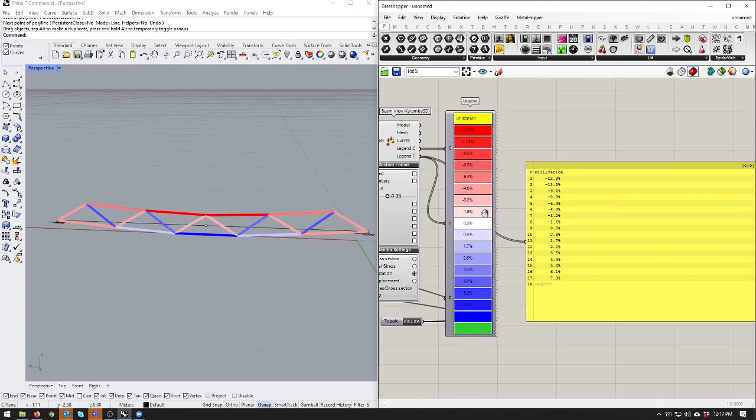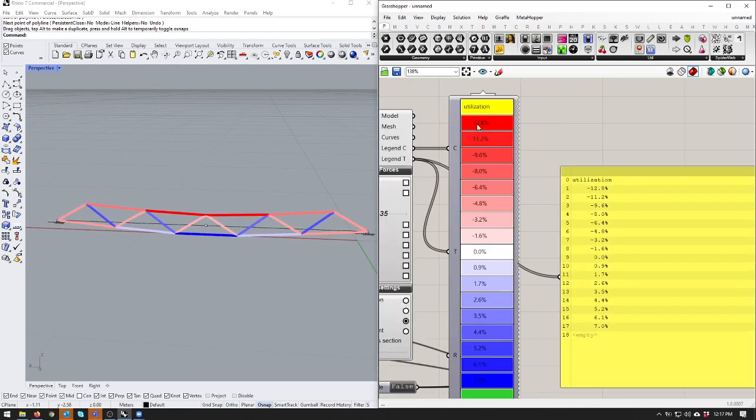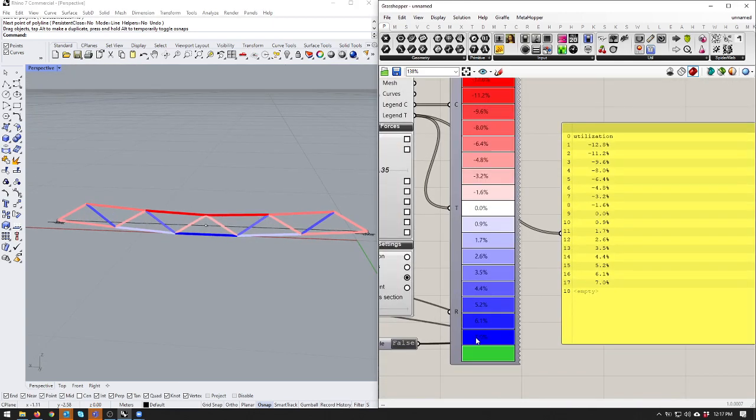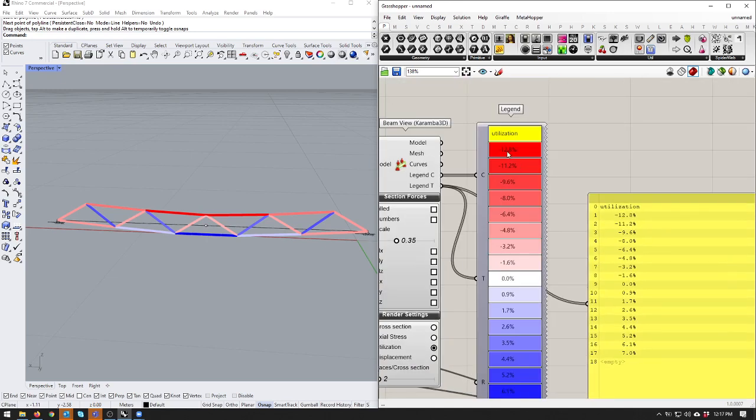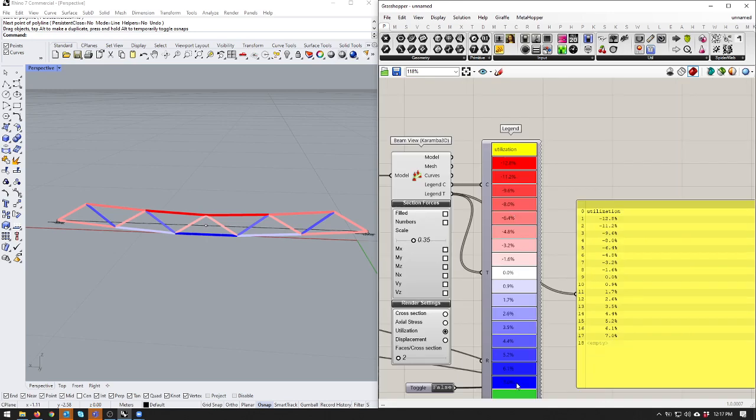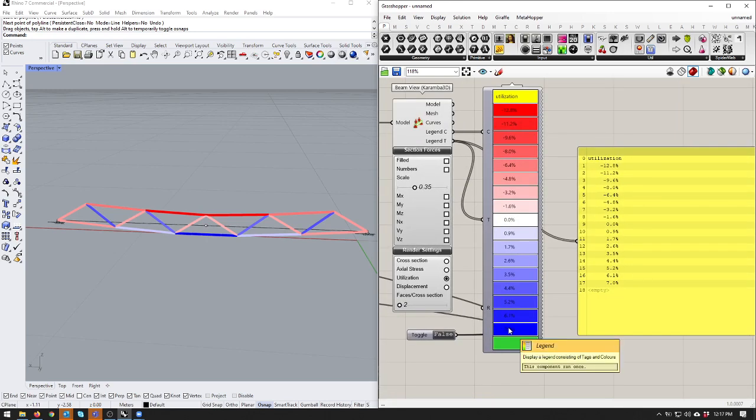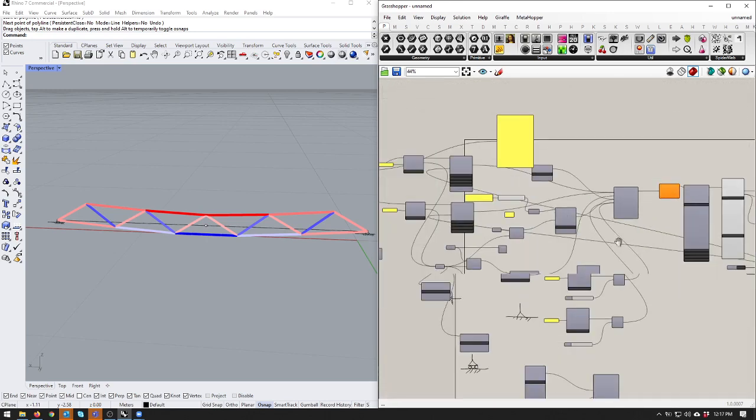Look at my utilization. It's still at 12%. It's still at 7. It's doing pretty good, right? 12% and 7% is a decent utilization with these structures.